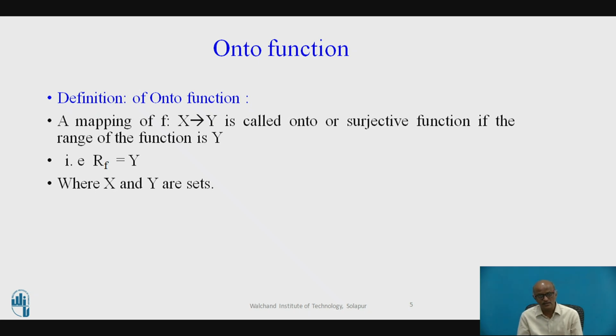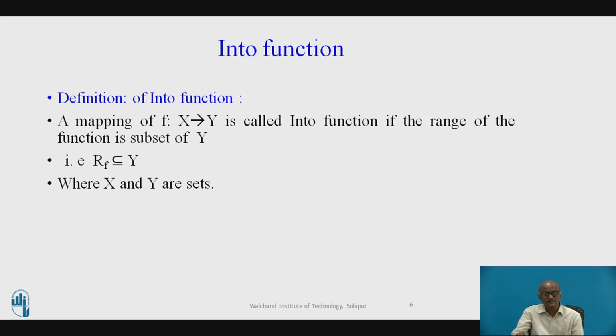Now, just to review, what is an onto function? A mapping from X to Y can be called an onto or surjective function if the range of the function is equal to set Y. Then what is an into function? A mapping from X to Y, defined as f, is called an into function if the range of the function is a subset of Y. It means that if it is equal to set Y, it is onto. If it is a subset of Y, then it is an into function.